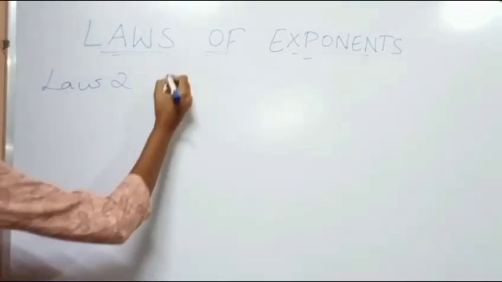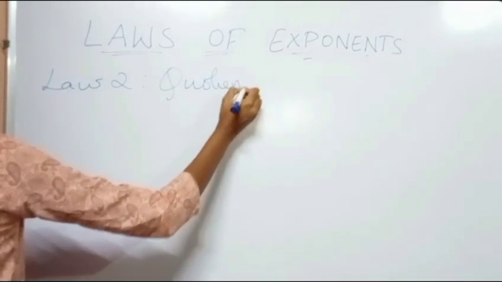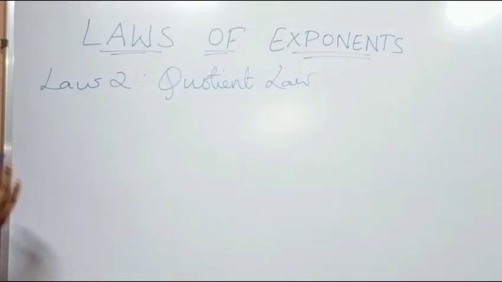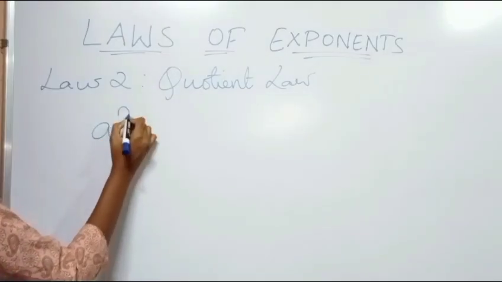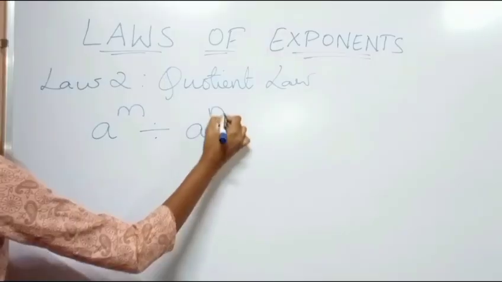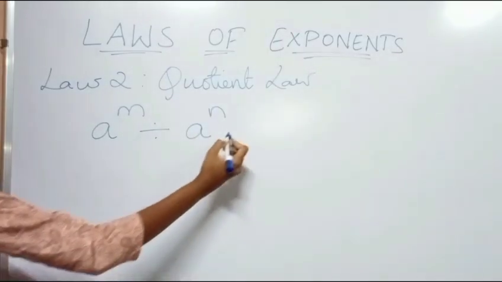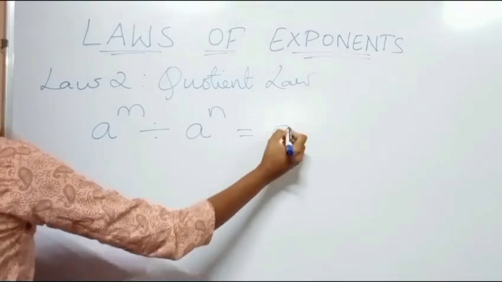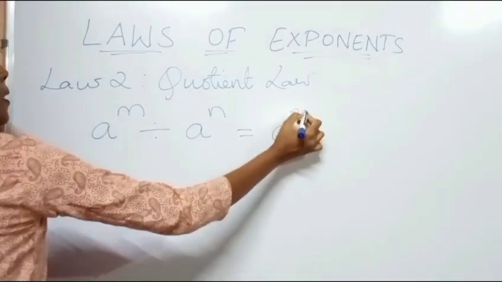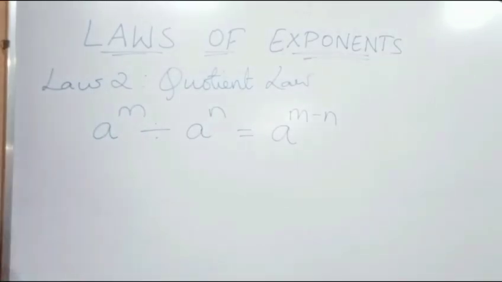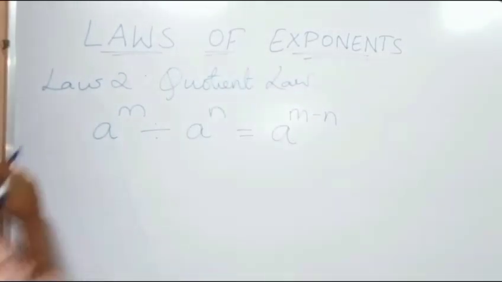The second law is the quotient law. Here the formula is a raised to the power of m divided by a raised to the power of n. The answer you get is a raised to the power of m minus n. When you are dividing numbers with the same base, you have to subtract the exponents.